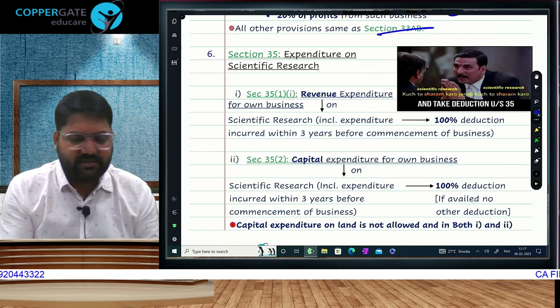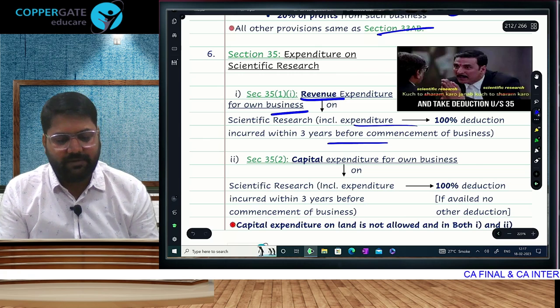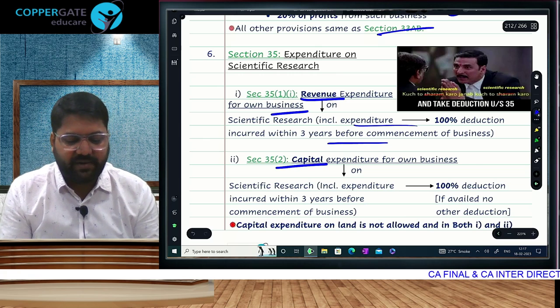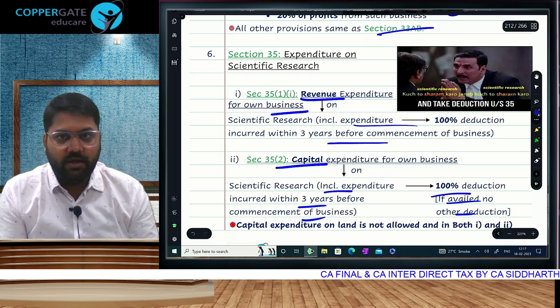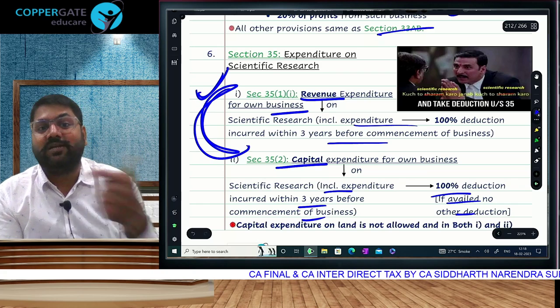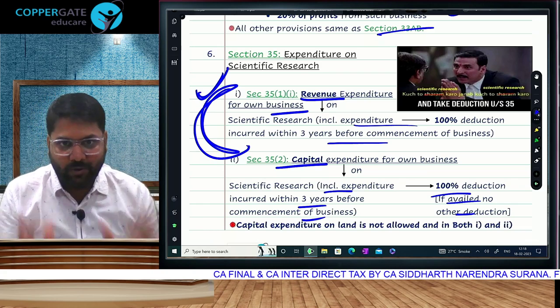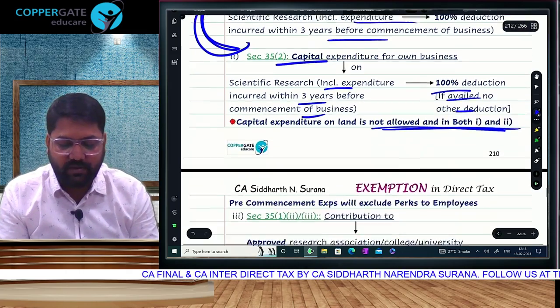Expenditure on scientific research, 35(1)(i), revenue expenditure for own business, current year plus last 3 years, 100% deduction. 35(2)(ia), capital expenditure for own business, current year plus last 3 years, 100% deduction. But if you take this, then depreciation, etc., you will not get. And these two are the only two that are allowed in new regime also. The remaining part is not allowed in new regime. Only own business ka deduction will be allowed, but of course land ka deduction is not going to be allowed.